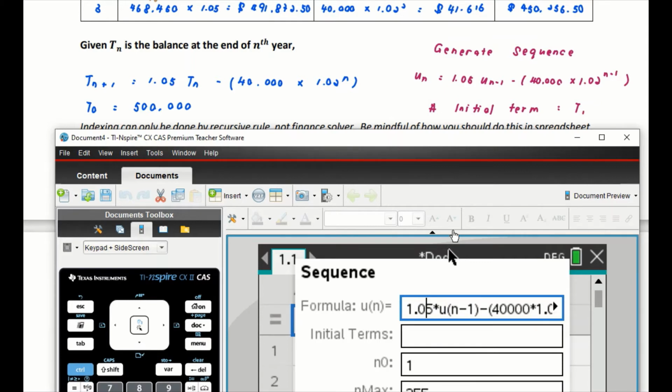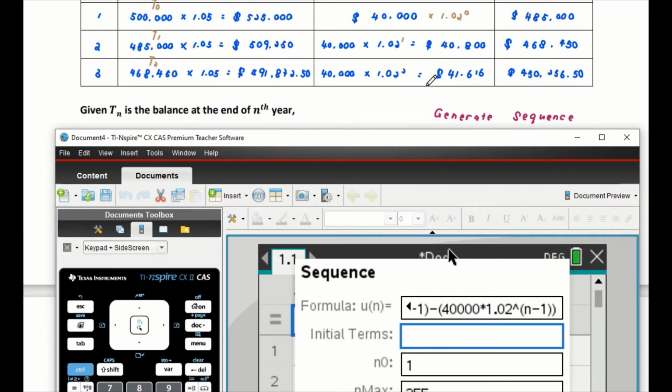Okay, so 1.05 multiply U(n-1), then minus 40,000 multiply 1.02 power n minus 1. Now the initial term here is the important part. Remember, you must not use your T0. You must use your T1 only. In this case, our T1 that we calculated is 485,000.